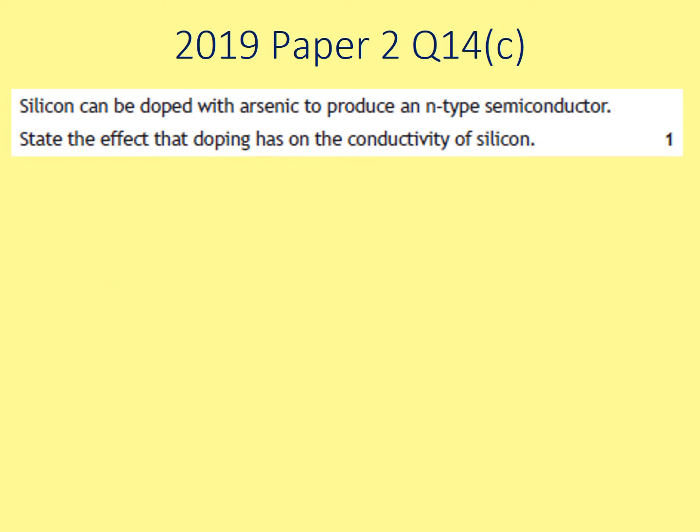2019, paper 2, question 14c. Silicon can be doped with arsenic to produce an N-type semiconductor. State the effect that doping has on the conductivity of silicon. Well, when we dope it to make an N-type semiconductor, we're producing an excess of negative charge carriers. That's electrons. If we have an excess of electrons, that means we can have more movement of charge. More movement of charge means more conductivity.